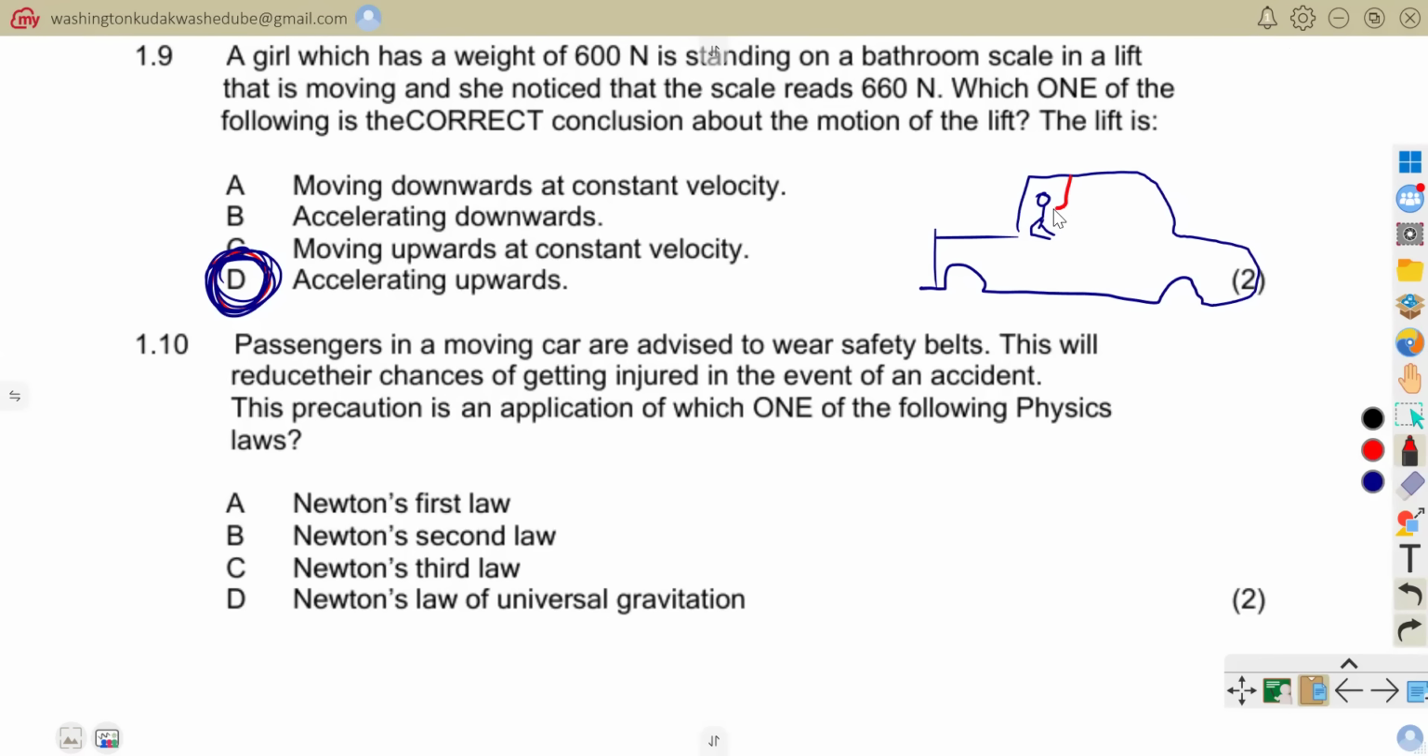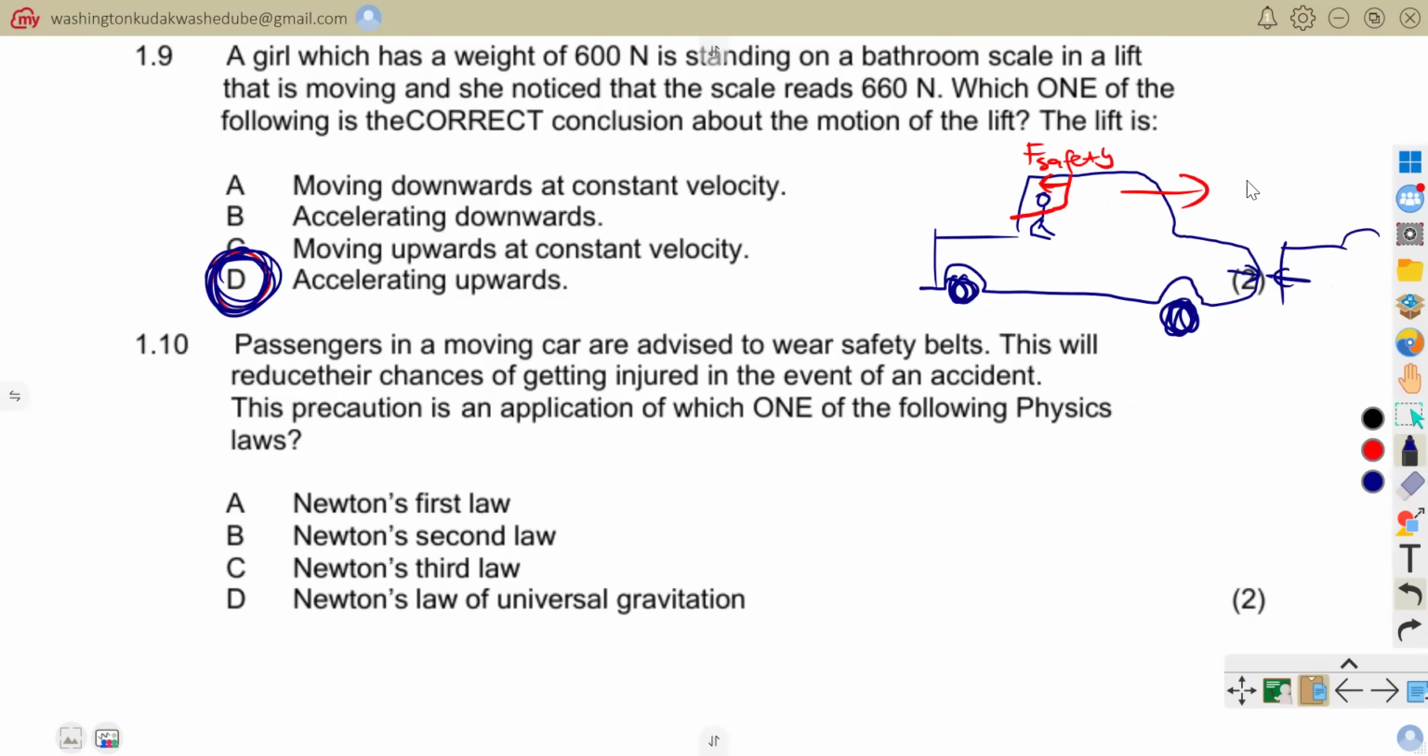The safety belt would be providing a force that is going that side, and the car motion is in that side. They are telling us that this actually prevents us from getting injured. How does it prevent us from getting injured when there's an accident? Let's think of maybe a head-on collision with this car.